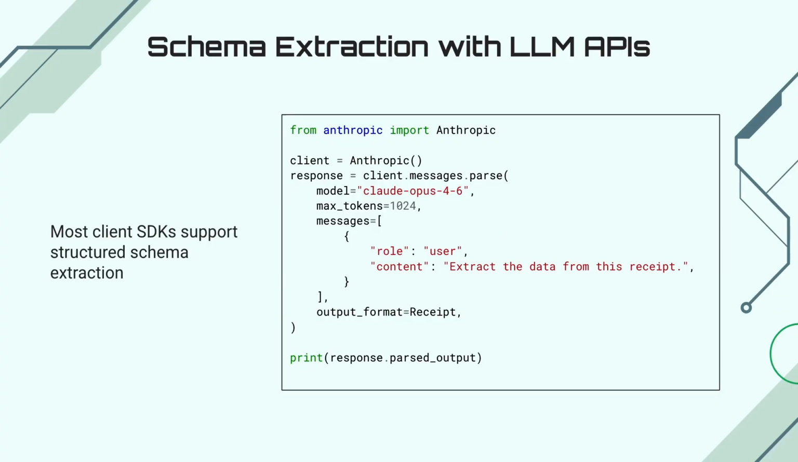Now, the alternative way of doing it is that with most APIs right now, you can just pass in the pydantic schema. Like in the Anthropic API, you can just say this is the output format and then give me the parsed output. They've kind of wrapped that implementation at this point, and that should output the object for you.